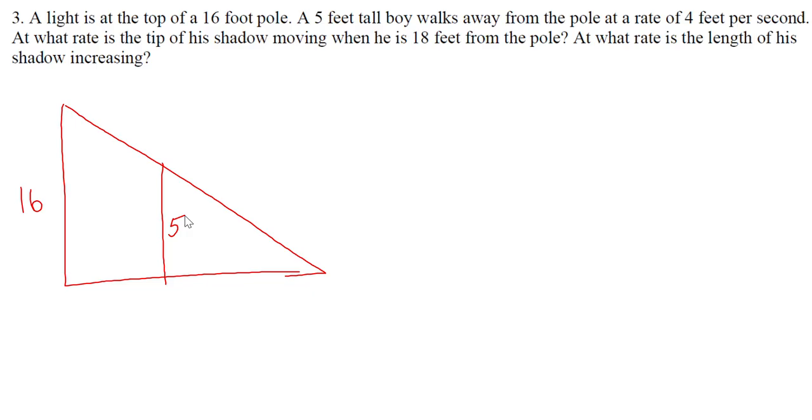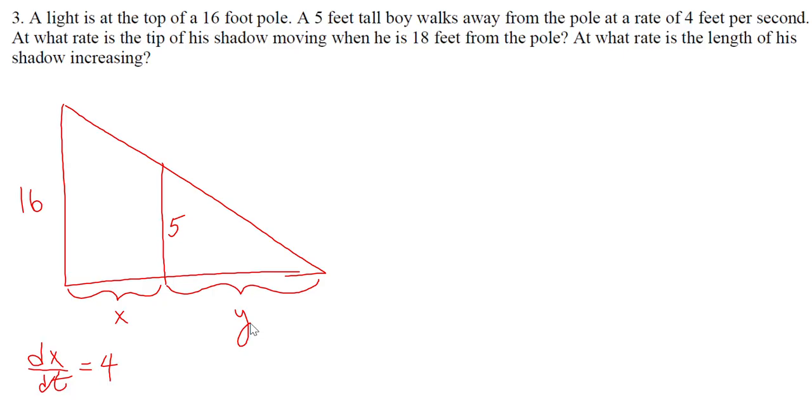Right? And so that means that this distance here, the rate at which he's moving away from the pole, is 4. So dx/dt is going to equal 4. Now we also have this length, which is the length of his shadow. So we want to know at what rate is the tip of his shadow moving, right? And we also want to know at what rate is the length of his shadow increasing.